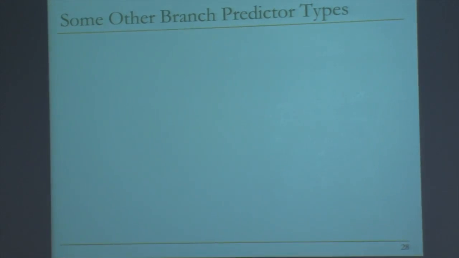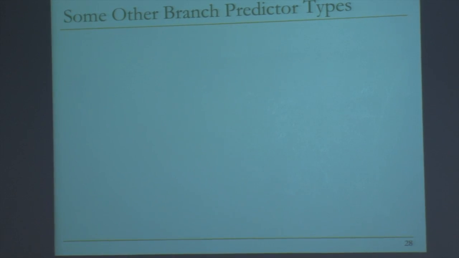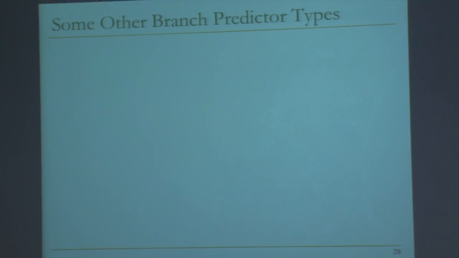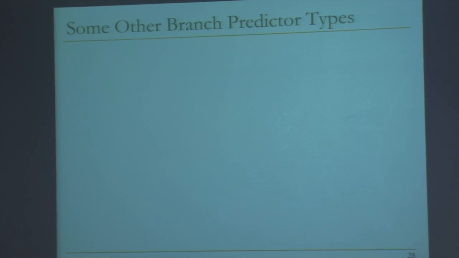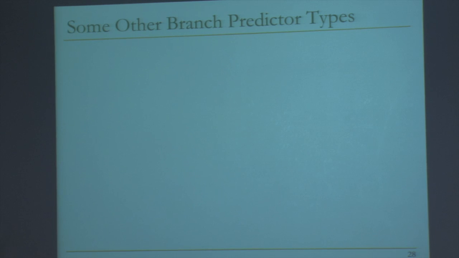OK. Let me cover some other branch predictor types, and we'll take a short break. I guess I'm going slowly, so we'll breeze through the rest of the lecture. But hopefully everybody understood these concepts, because these are very fundamental concepts. Actually, this is a very interesting field, and this is a very hard problem to solve.